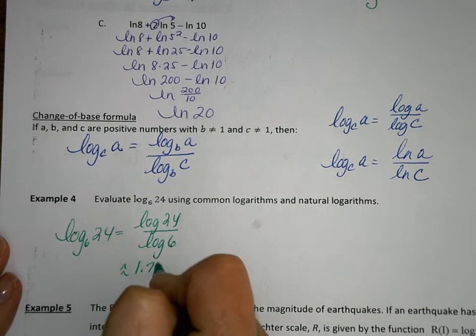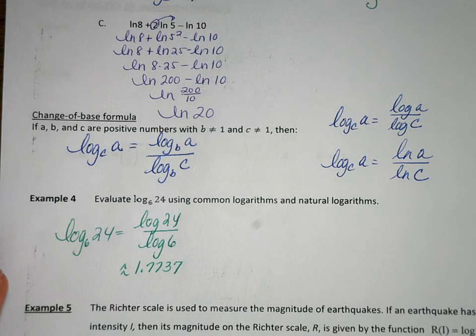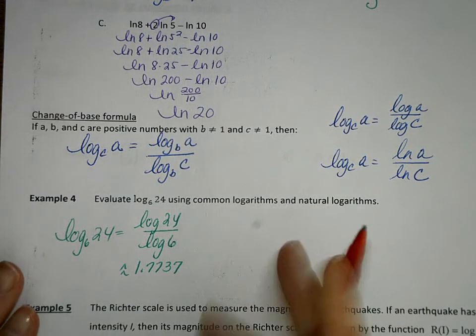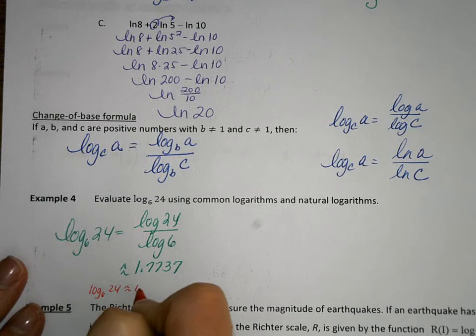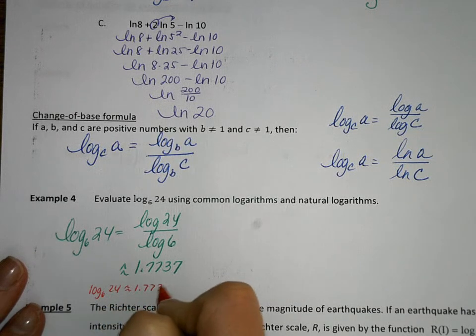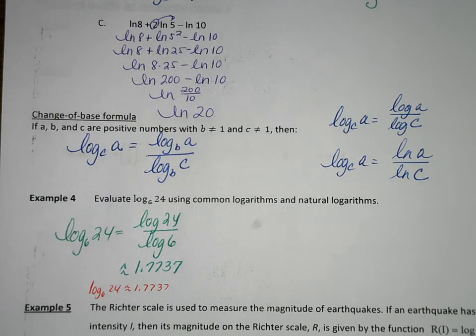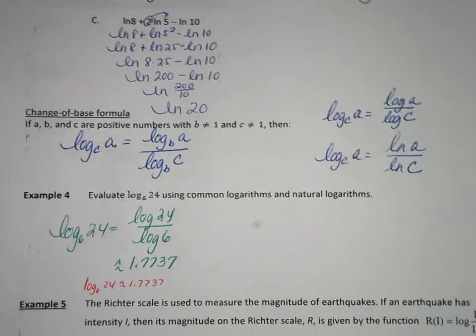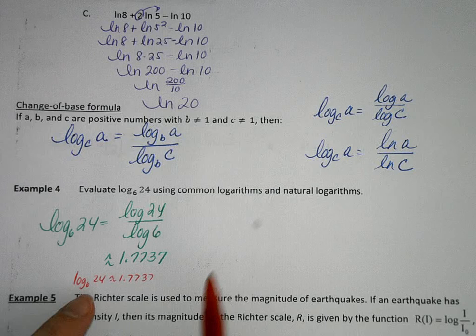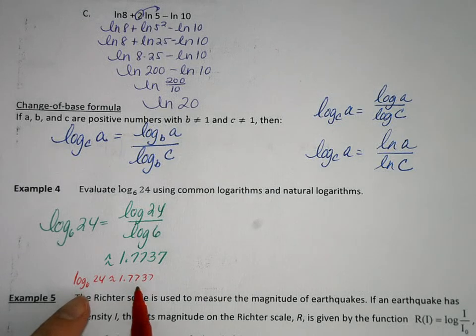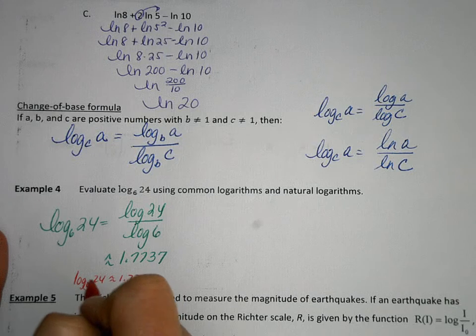1.77, and I think it's even 37. Now, remember, I can check. Log base 6 of 24 should be approximately equal to 1.7737. How do I check that, Alex V? You just do 6 to the 1.7737. All right, very quickly, take 6 to the 1.7737. What do you get? Yep, pretty darn close to 24.